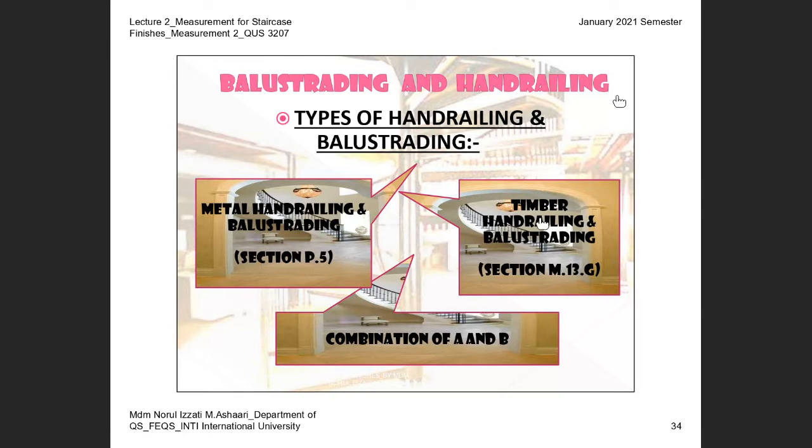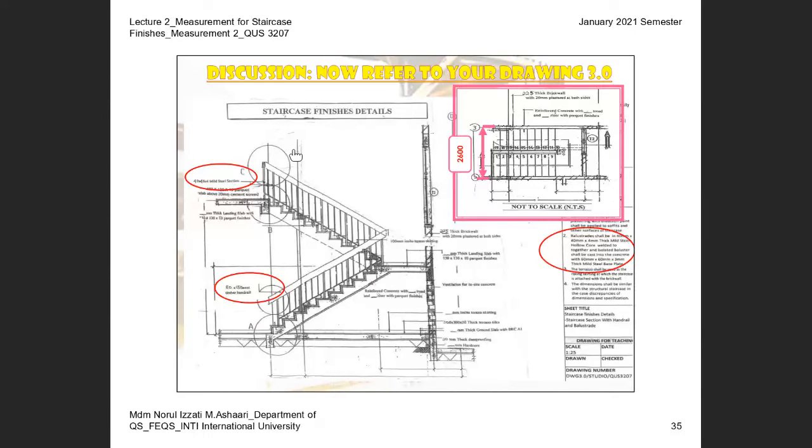Under section M, this is focused on the woodwork, that is timber. So basically, before you start, you have to identify whether your handrail is made from metal or timber, or maybe the combination of A and B. This is what is available in your studio drawing. You have the combination of A and B, or this is A, this is B. Why? Because your drawing has timber handrailing, but the balustrade is all made from metal or steel.